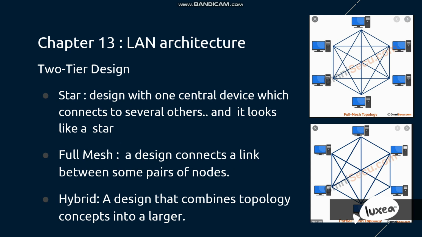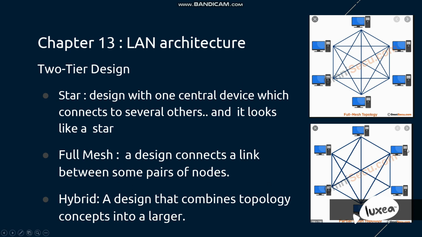So I'm going to talk about several common terms about LAN and WAN topology and design. First, star. It is just the star topology we learned before, designed with one central device which connects to several others. It looks like a star, and we all know how a star looks, so I didn't put the pictures in here. So this is mesh, which is a design that connects a link between some pairs of nodes. Even with 6 switches, it consumes 15 links. Check the lines in here.